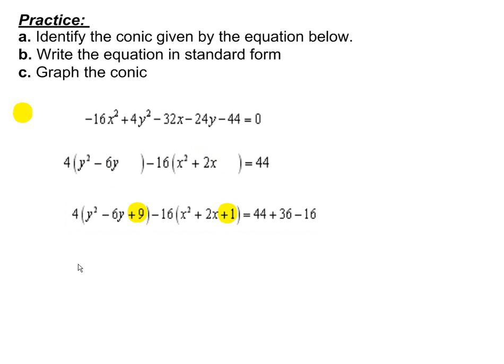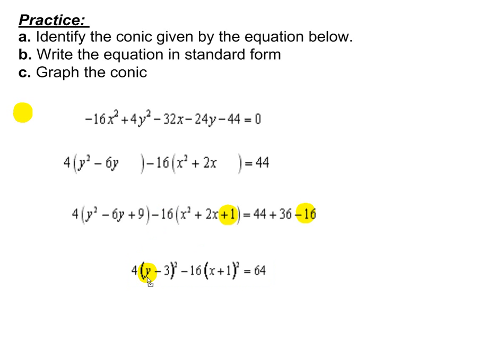Since we added these numbers on the left-hand side of the equation, in order to keep the equation balanced, we also need to add them onto the right-hand side. Something you need to notice, though, is that it's not just 9. It's actually 4 times 9. That is the number we actually need to add to the other side, and you can see that we're adding a positive 36. From the x's, we had a negative 16 and a positive 1, so we had to add on a negative 16 to the other side to keep the equation balanced. So we just go ahead and factor.